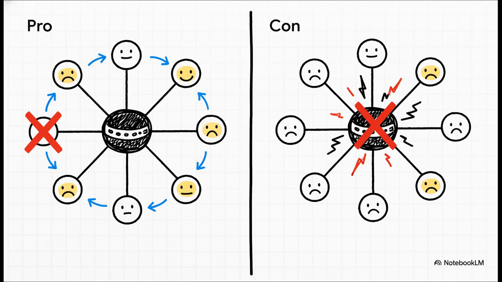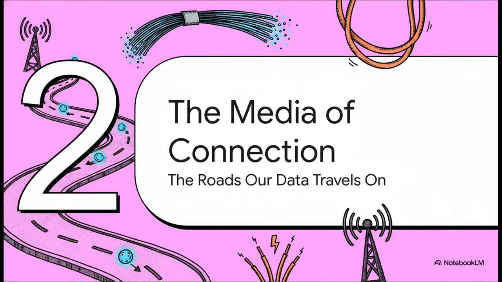The flip side, though, is that central device, your router, becomes a single point of failure. If that box dies, everything connected to it dies too. Still, it's a huge step up in reliability. Okay, our bit knows the local map, but what are the actual roads it's traveling on?